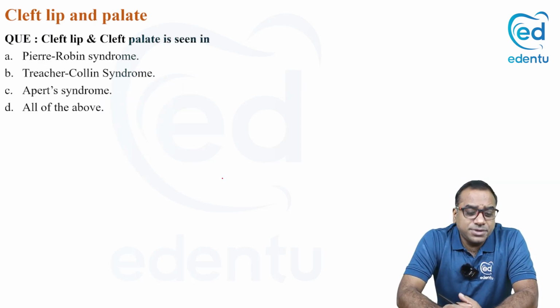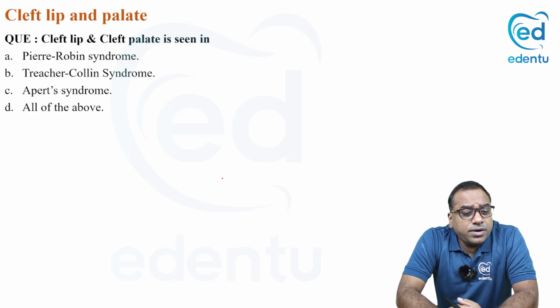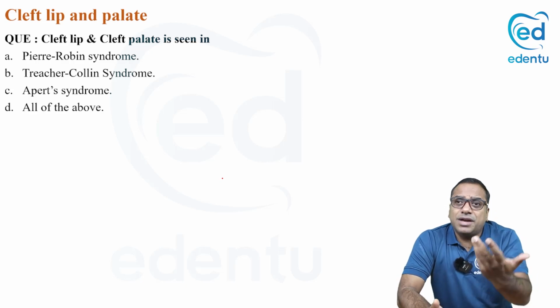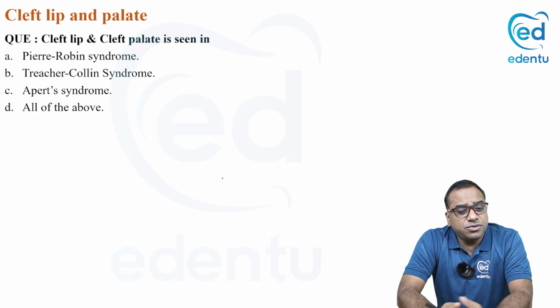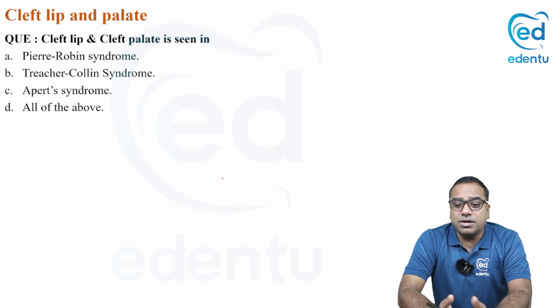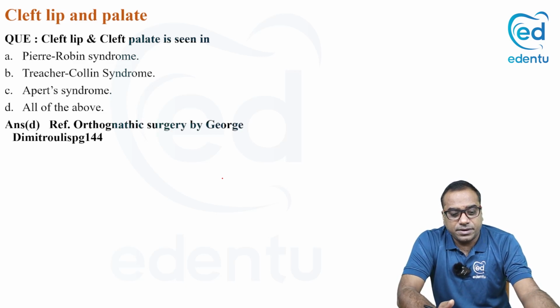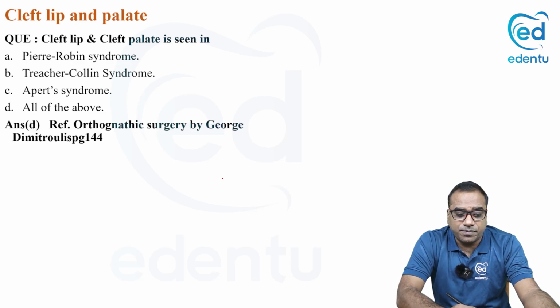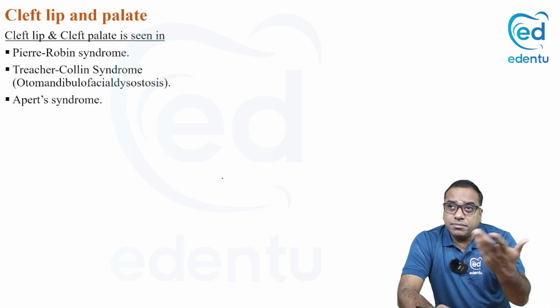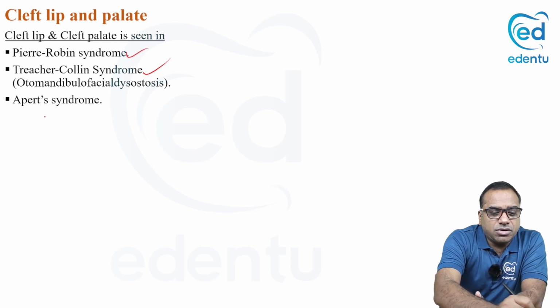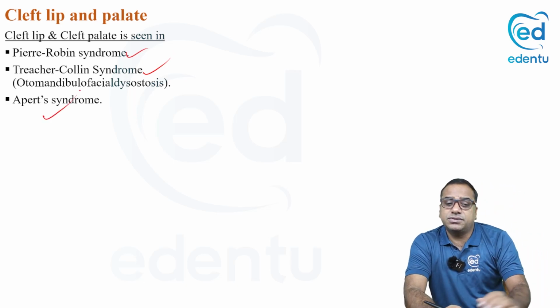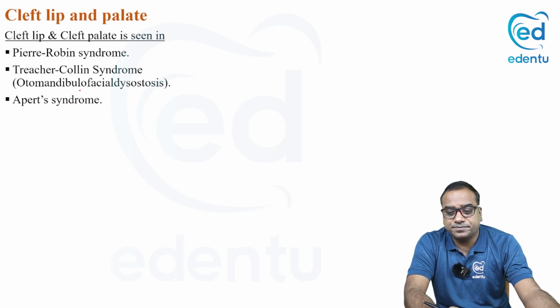So let us do an MCQ. Cleft lip and palate is seen in. We have discussed almost 20 syndromes. Pierre Robin syndrome, yes. Treacher Collins syndrome, yes. Apert syndrome, yes. So all of the above should be the answer. Cleft lip and palate is seen in Pierre Robin syndrome, Treacher Collins syndrome and Apert syndrome. We have already discussed this.